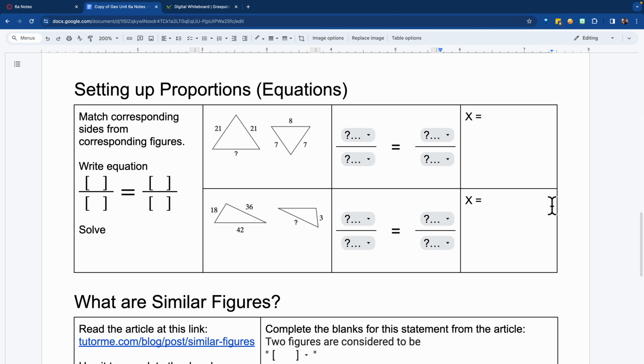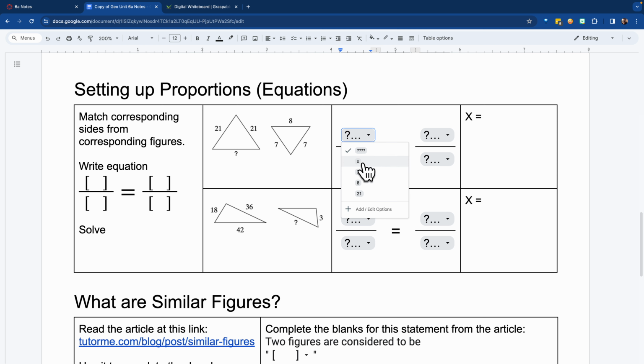As we get to the next stage here, and we're setting up proportions, the whole idea is to match corresponding or matching pieces. So let's see what we mean by that. I have a question mark. So I'm going to say the question mark is my x. This x is like the single side instead of the twin sides, the pair of sides that are equal. Like on the other side here, it has 7 and 7. On this side, I have 21 and 21.